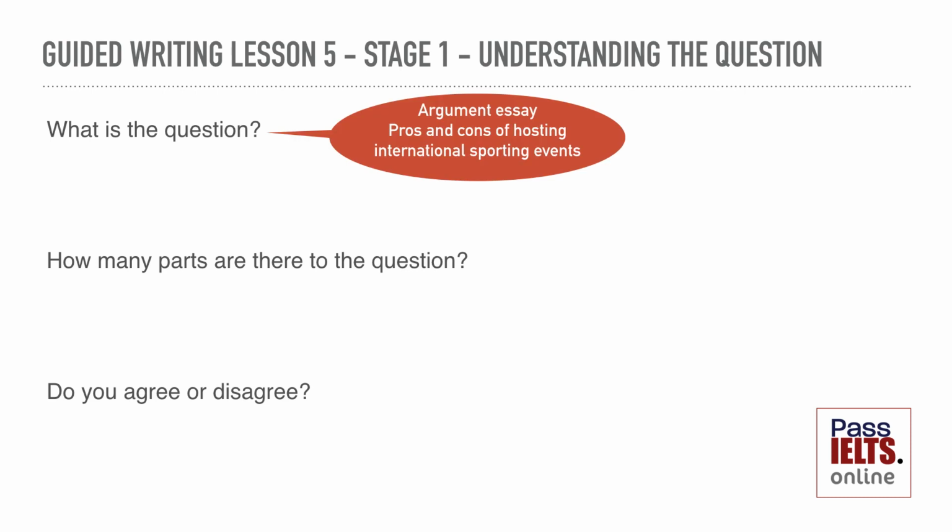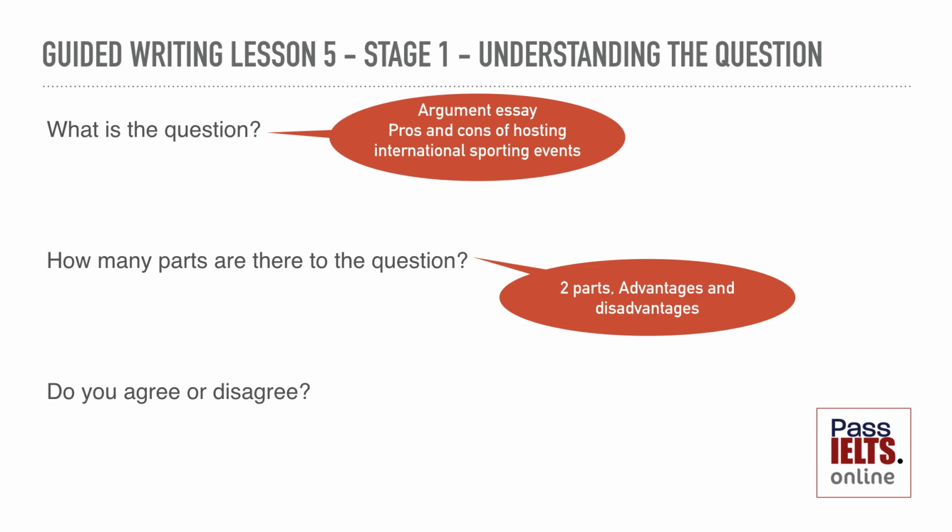So the question is an argument essay. It's asking you for the pros and cons of hosting international sporting events. It is a two-part question. You should have the advantages and disadvantages, and you should come up with some arguments whether you agree or disagree.